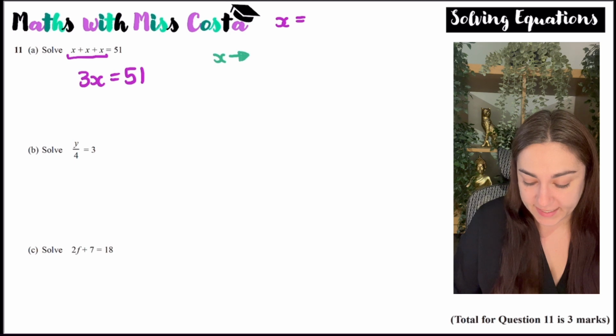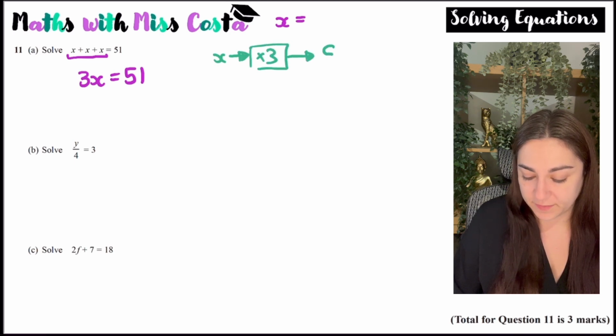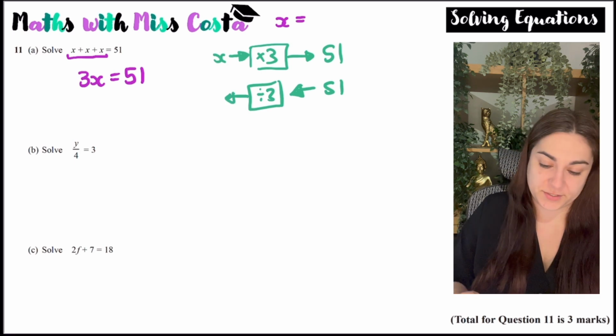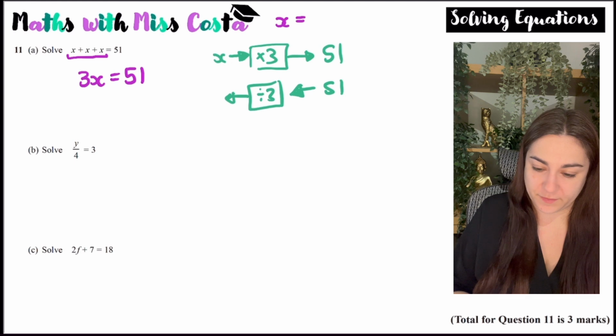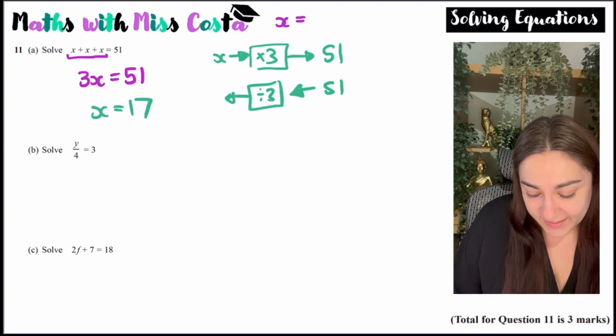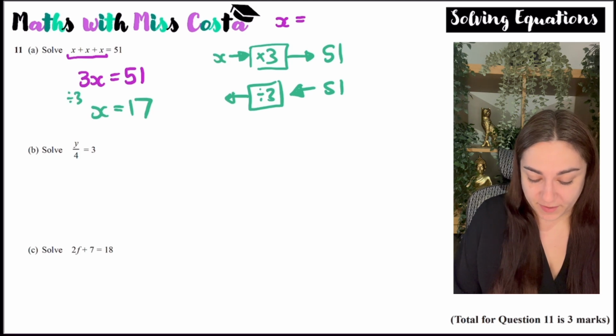So what's happening to x is being put into the machine, it's being multiplied by 3, and 51 comes out. And then I can work backwards. So 51 divided by 3 gives me, well, that's a calculator question. It'll be a decimal. So 51 divided, oh, it won't be a decimal, it's 17. So x is 17 because I've divided both sides by 3.